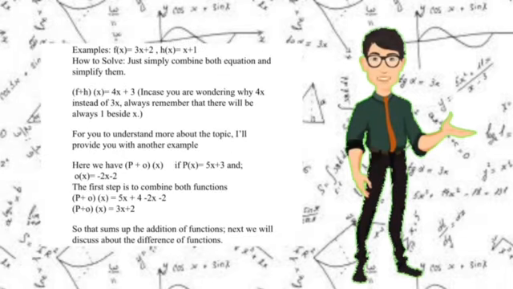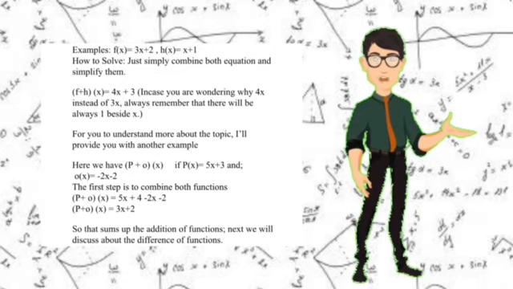Example: f(x) equals 3x plus 2 and h(x) equals x plus 1. How to solve? Just by simply combining both equations and simplifying them. (f + h)(x) equals 4x plus 2. In case you are wondering why 4x instead of 3x, always remember that there will always be a 1 beside x.